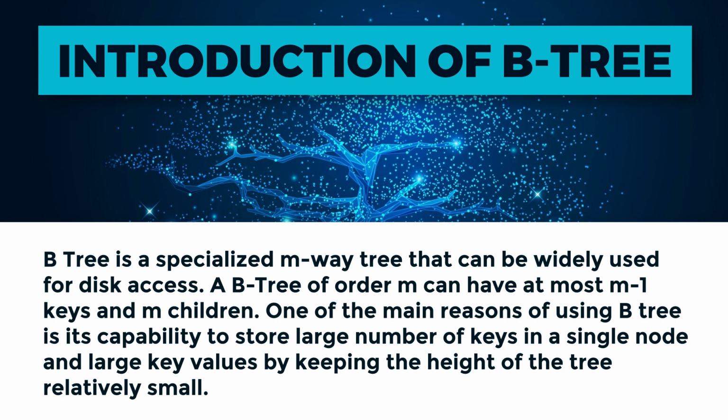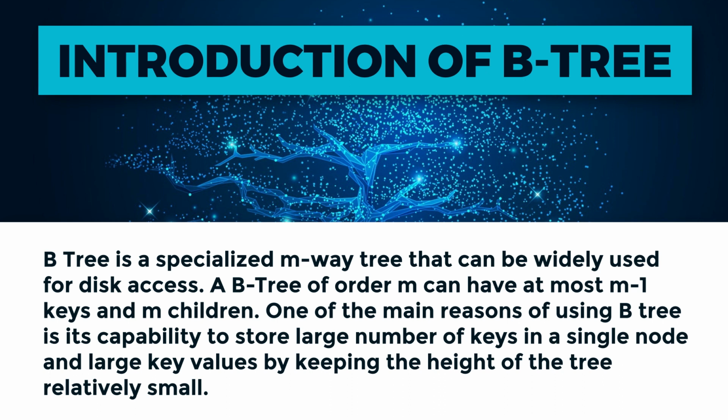A B-tree of order M. Order M, we already discussed in the M-way tree. M represents any integer value. M represents the children value. How many children are produced by a single node, that is called the order M. So, a B-tree of order M can have at most M minus 1 keys.